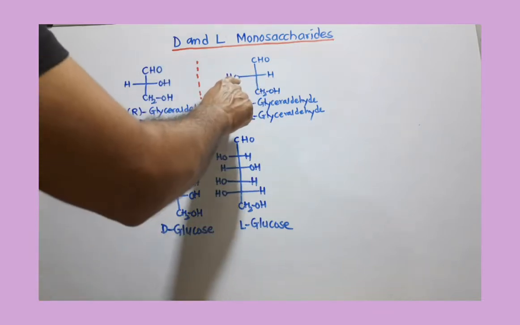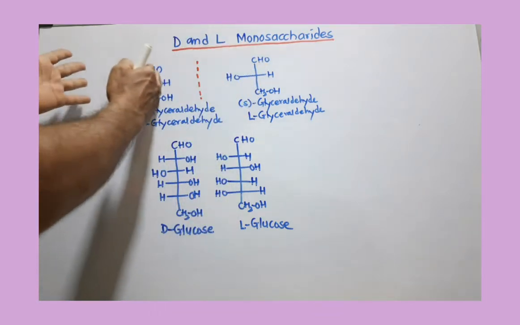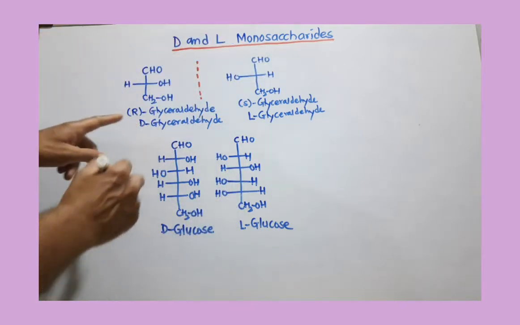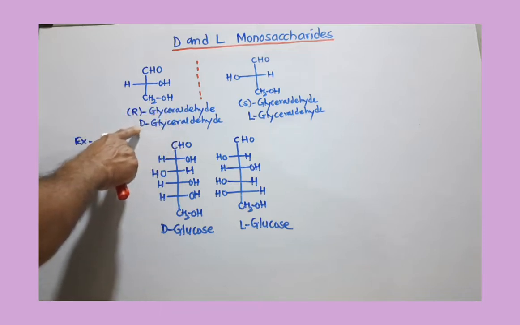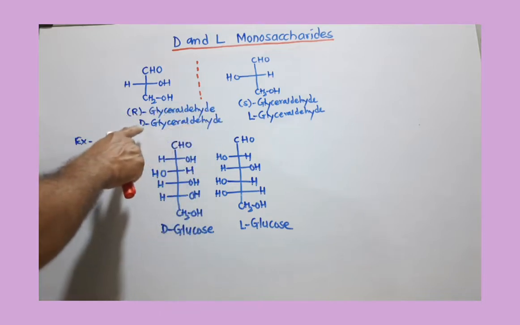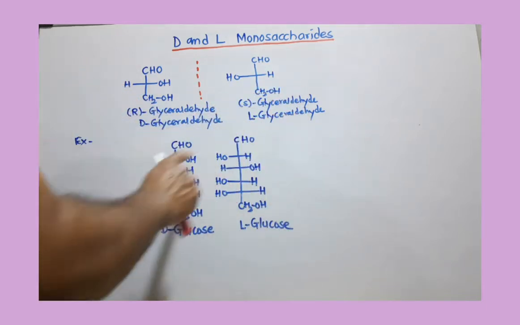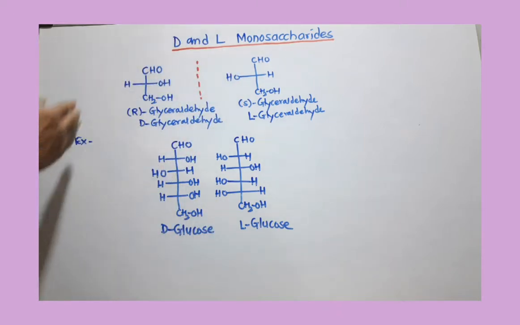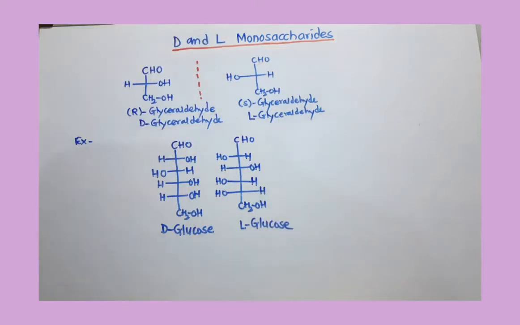Now you can see here the OH group is toward the left hand side, and here the OH group is toward the right hand side. If the OH group is toward the right hand side, then D is used. So this is D glyceraldehyde. R glyceraldehyde is D glyceraldehyde, and S glyceraldehyde is L glyceraldehyde. So these two letters are used to show the configuration of the chiral carbon. So this is D glyceraldehyde and L glyceraldehyde.